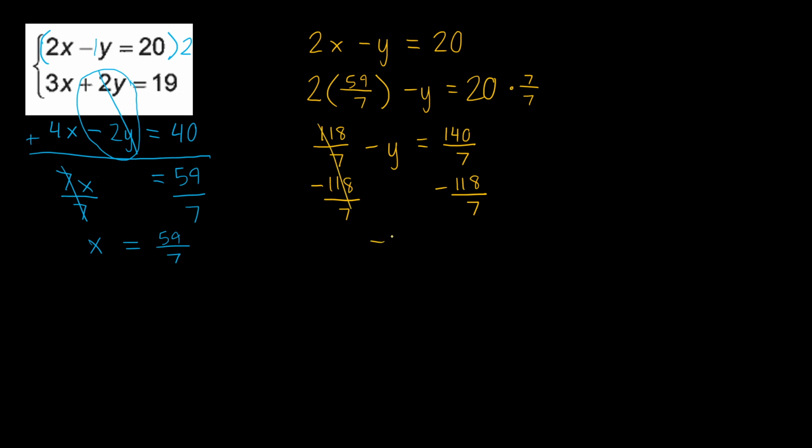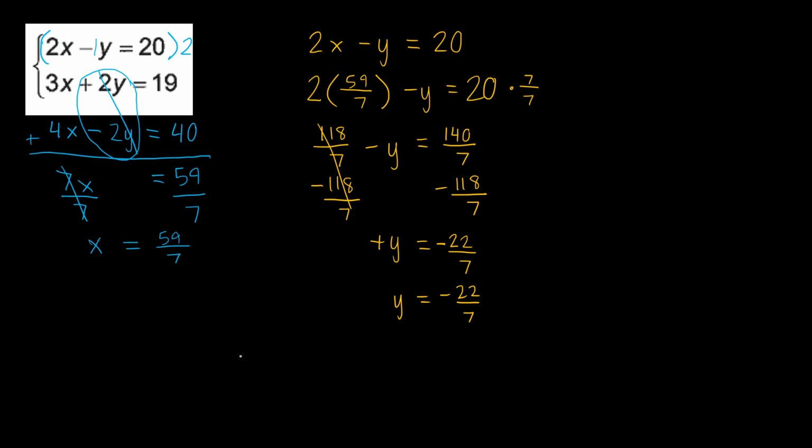And then you get negative y equals 22 over 7. There you go. Now we're not solved for y yet. We need to actually change signs here. So in order to make y positive, we need to change the sign of the terms on the right side of the equal sign. So y equals negative 22 over 7. That was a doozy. But you have your final answer here.